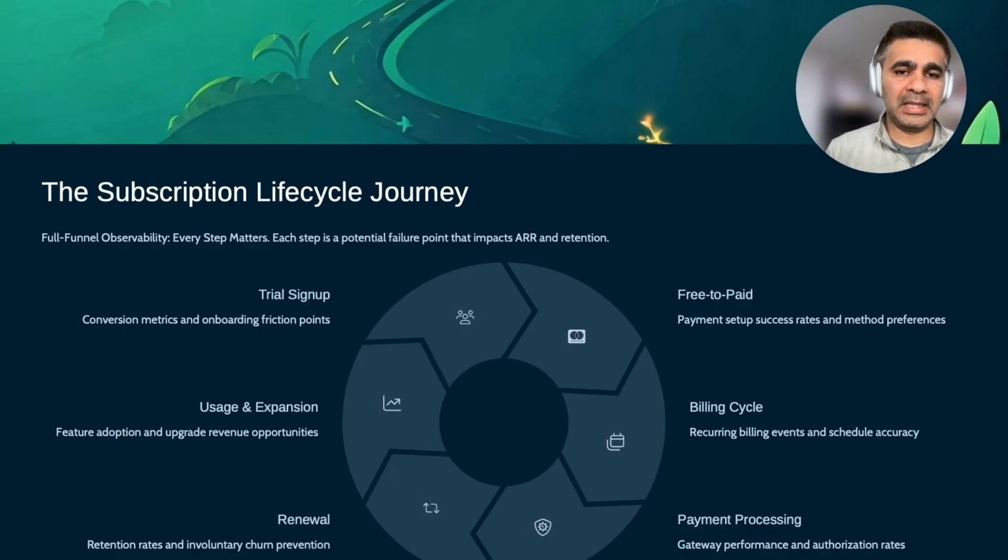Then we have the billing cycle. This is where many subscription businesses get caught off guard. We monitor recurring billing events and schedule accuracy. A missed billing event, for example, or an incorrect scheduling can cause revenue delays or customer confusion. For example, if our billing system is not able to charge the user for a month, an enterprise system might remove access after a grace period, even though the user is at no fault.